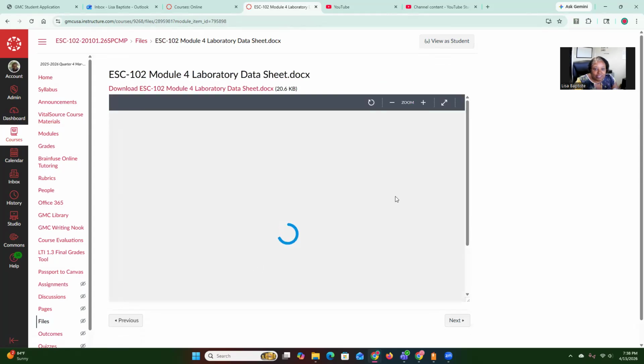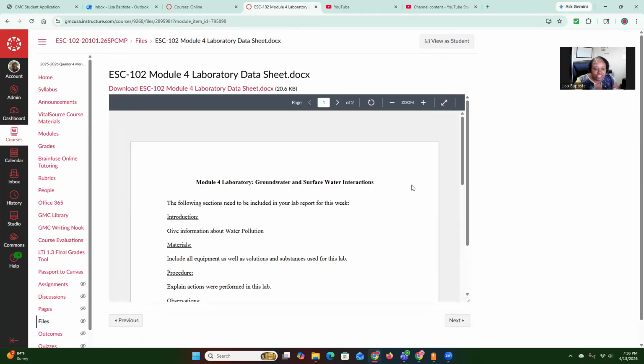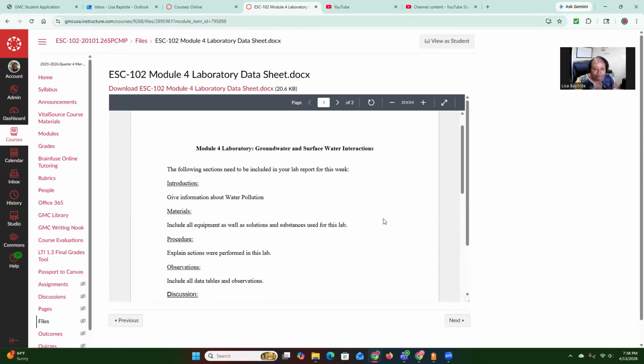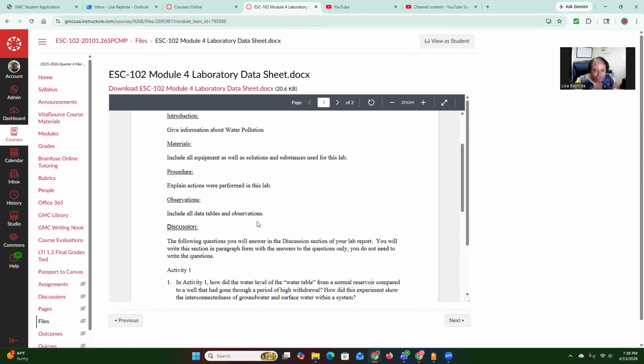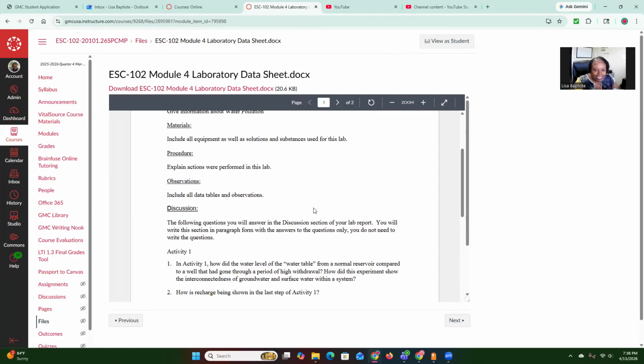Then we have our module for laboratory. So this will be our first laboratory that we're working on with our kit. And for the laboratory report, as always, you want to have your introduction. You'll have your materials, a list of the materials that you have for this particular lab assignment. The procedures, you want to write that out. Your observations, this includes any data tables, observations, and any calculations.